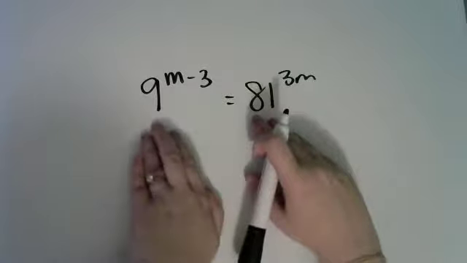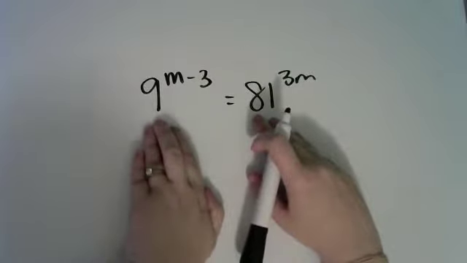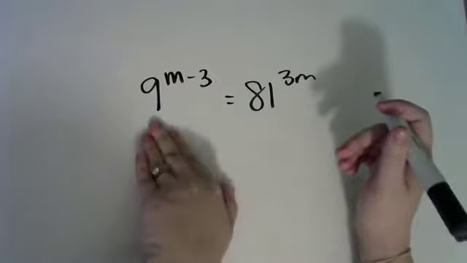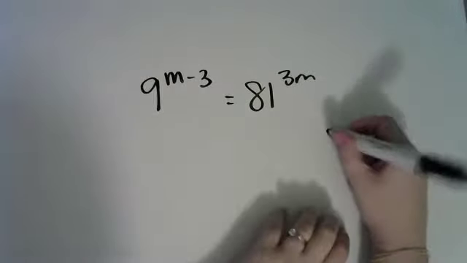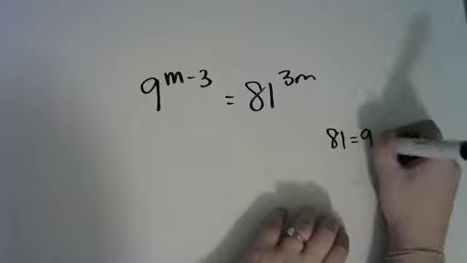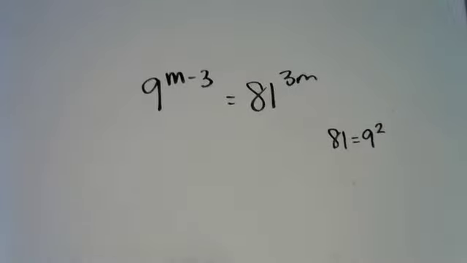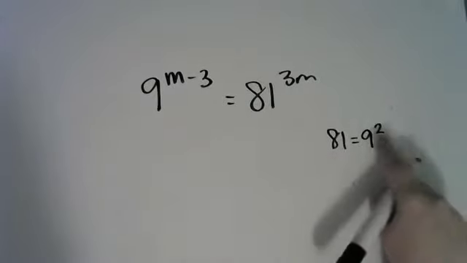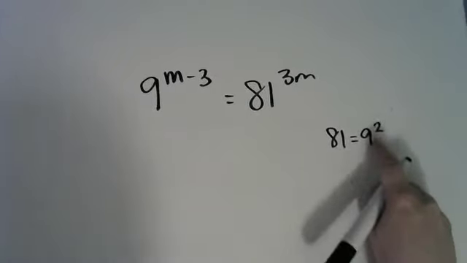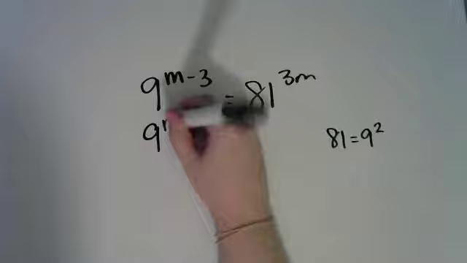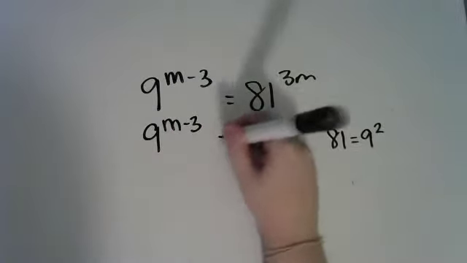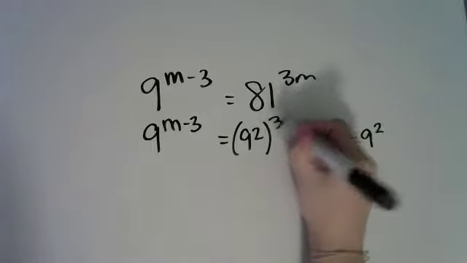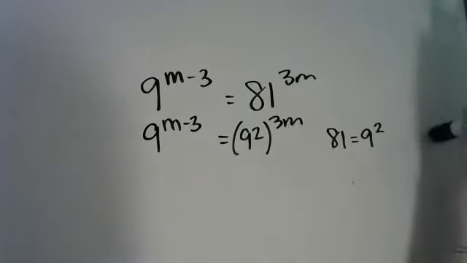However, we can change the base of the exponents so that they are equal, because 81 is a power of 9. In fact, 81 is equal to 9 squared. That means in the equation, we can substitute the 81 with its equivalent 9 squared. When we substitute it, we want to use parentheses. So we're going to write 9 squared in parentheses to the 3m power.